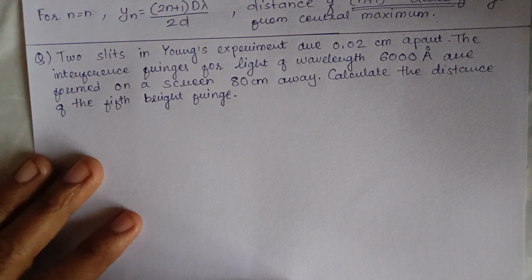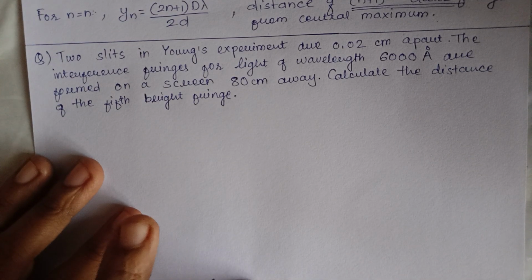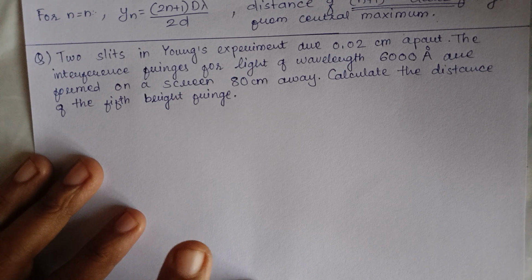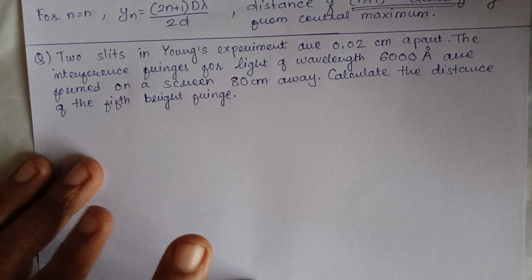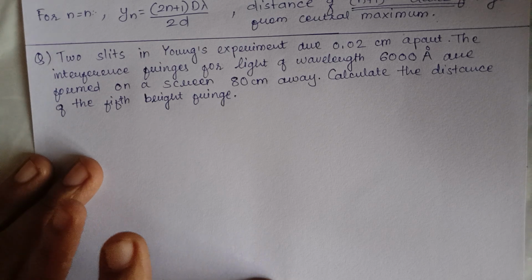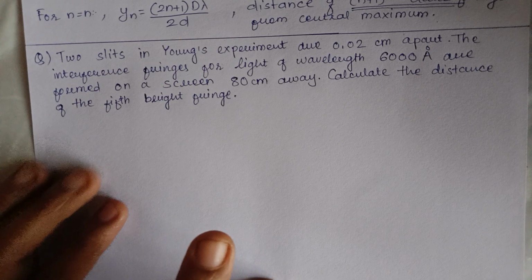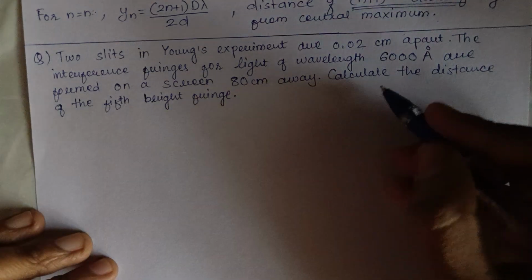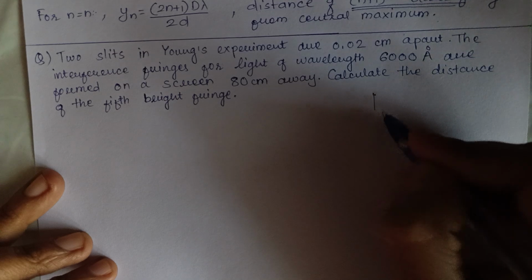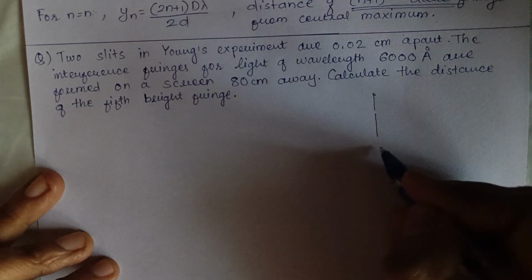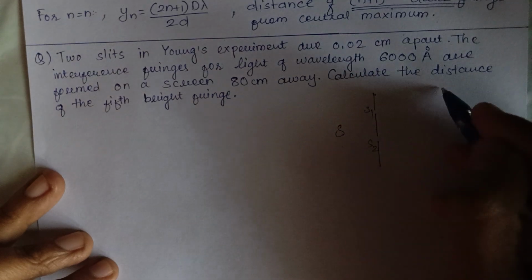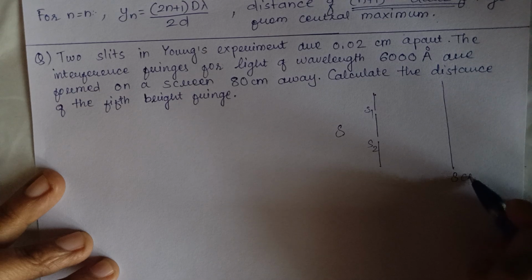Okay. Two slits in Young's experiment are 0.02 cm apart. The interference fringes for light of wavelength 6000 angstrom are formed on a screen 80 cm away. Calculate the distance of the fifth bright fringe. Okay, so you should know how the setup of this Young's double slit experiment is, right? So if this is the source, these are the slits, right? And this is the screen.